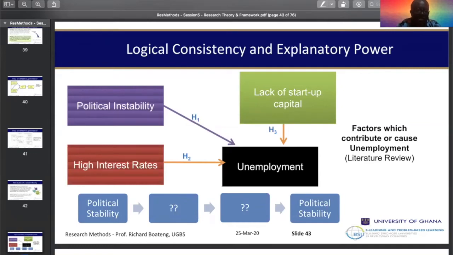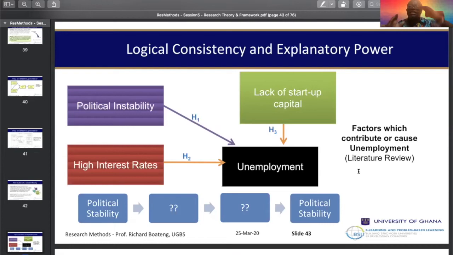He's saying that political instability, high interest rates, and lack of startup capital influence unemployment, but they are all coming together in one model. And it looks like this one model is trying to say that they all predict unemployment. Yes, they can individually predict unemployment, but putting them in one model, you have to be very careful because there's no consistency, since they are all acting at different levels. So when you are measuring them and asking questions, you will be asking at different levels. It will be better for you to look at the national level factors, then the firm level factors, and then maybe the industry level factors, and group them differently.